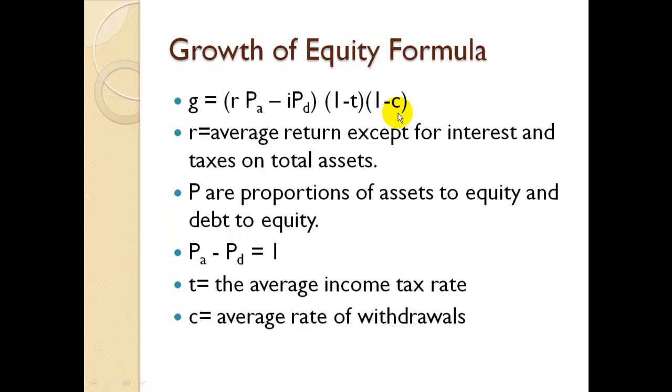Because if we consume it and withdraw it from the business, then even though we made returns, it's not growing our equity. So the only thing that grows our equity is the amount that we keep in the business. So that's 1 minus the consumption. These formulas are also available on the handout, and these are just explaining what the different parts of the formula mean.